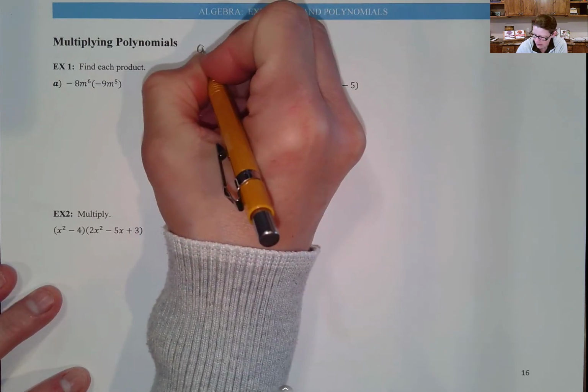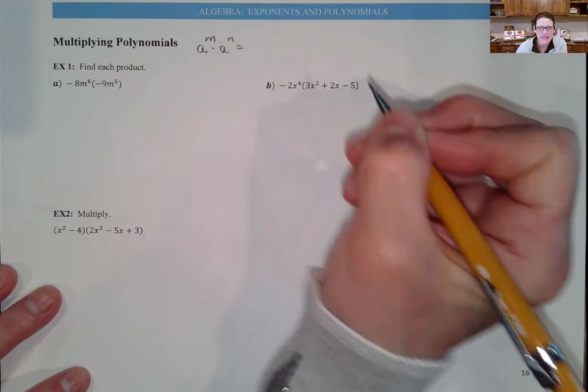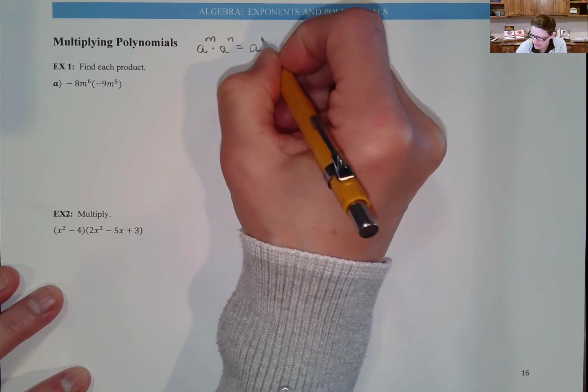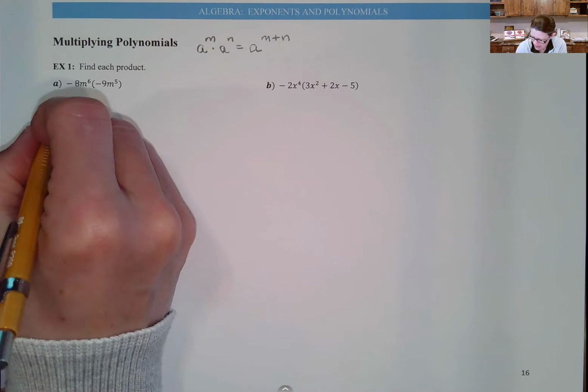If we multiply like bases, for example a to the m times a to the n, then we add those exponents and this becomes a to the m plus n. There's your background. Here we go.